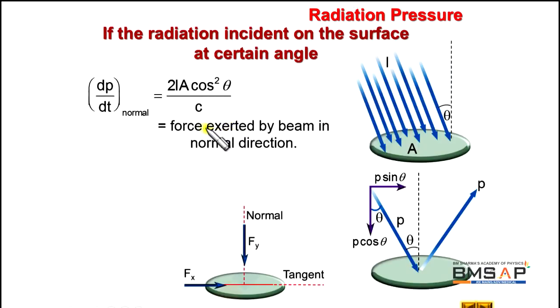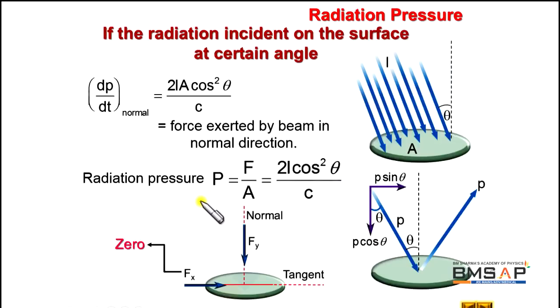Okay. So, this is the force exerted by the beam in the normal direction. Now, let us calculate the pressure. Pressure is equal to the normal component of the force divided by area. This is nothing but the normal component of the force, and this area is capital A. That means the pressure exerted by the radiation should be equal to 2I cos square theta divided by C. This is the radiation pressure when the surface is perfectly reflecting.